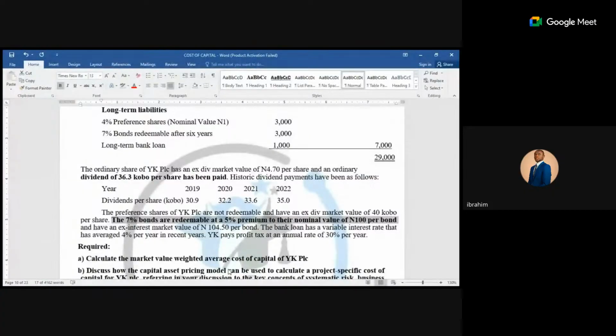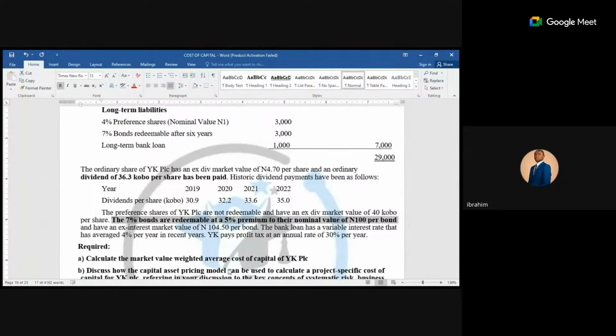You have your redemption to be 100 naira. The premium is like a plus, what I will compensate you with. Just like the way we did, they will pay you the principal, including the premium. Then the premium is at a 5% premium to their nominal value. If you want to determine the premium, it will be 5% of the nominal value.